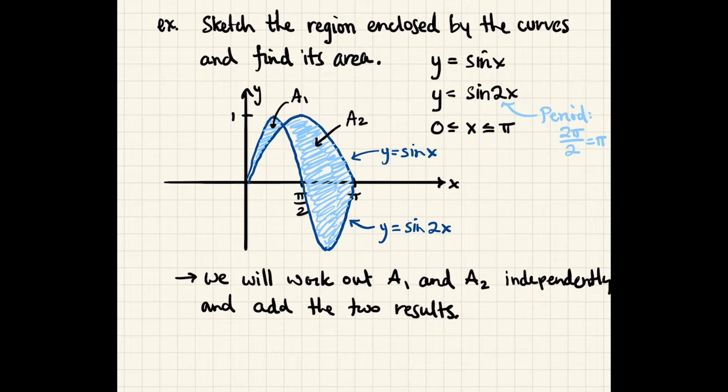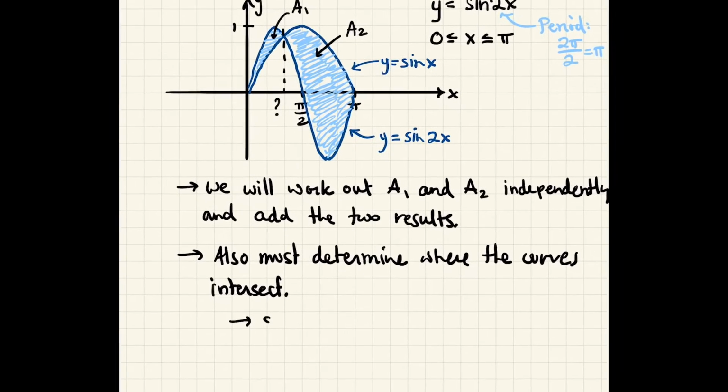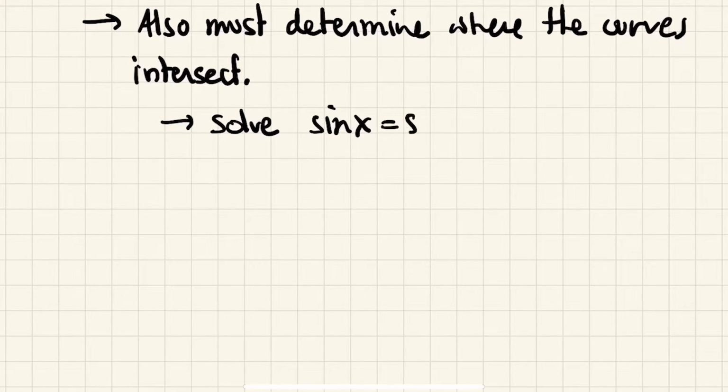All right. This also means we're going to need to figure out where they intersect. So they intersect somewhere between 0 and pi over 2. So to do that, we're going to solve sine of x equals sine of 2x. Okay, and we'll just reach for our pre-calculus skills here, or trigonometry skills.